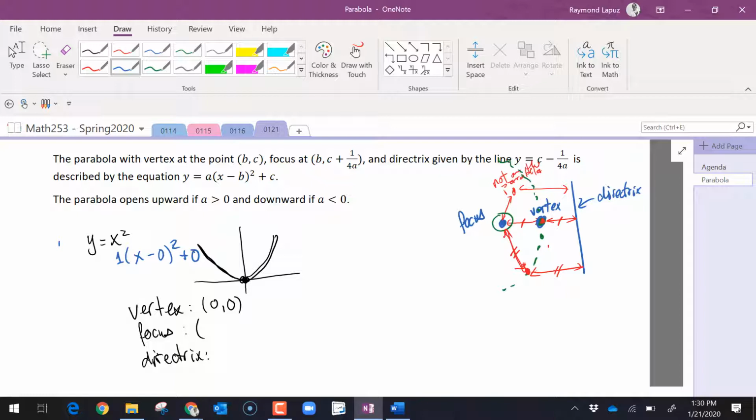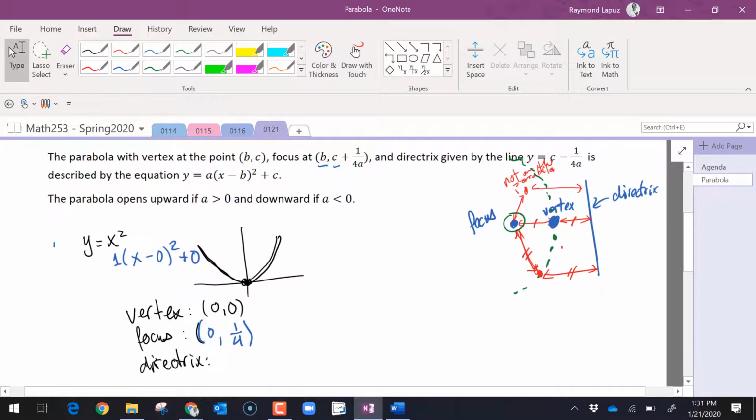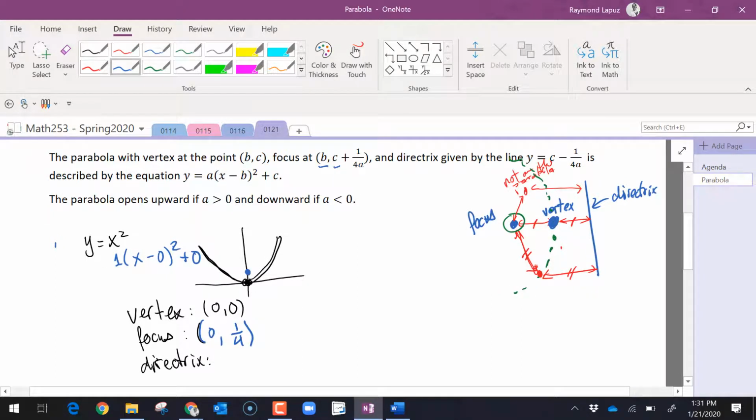And so now we can find the focus. The focus is (b, c + 1/(4a)), where a is 1. So it should have the same x value, 0, right? It's lined up along the vertex, and we're just up a little bit, by a quarter. So that's your focus point.